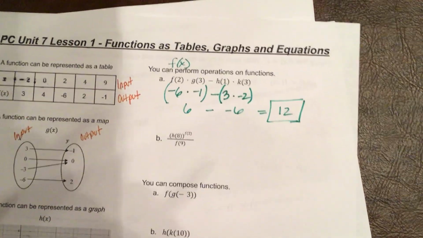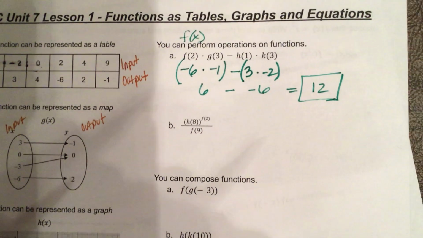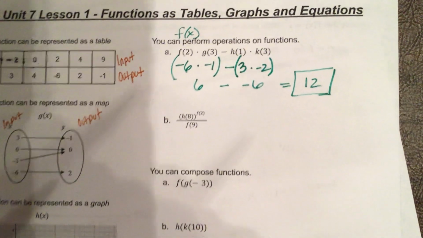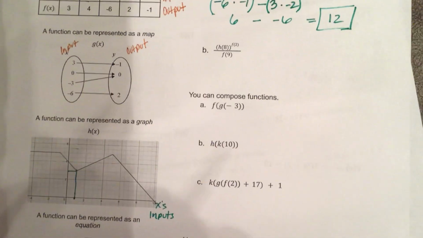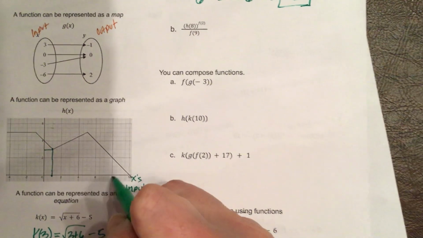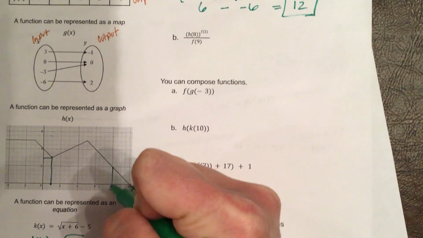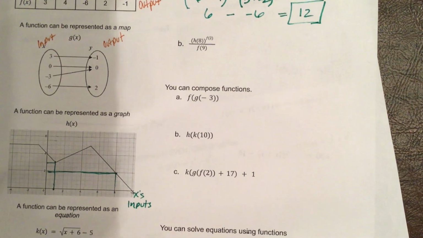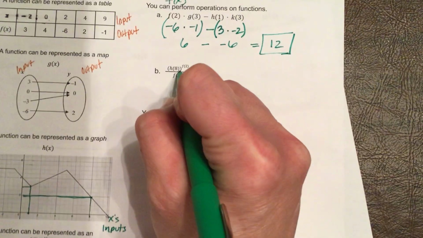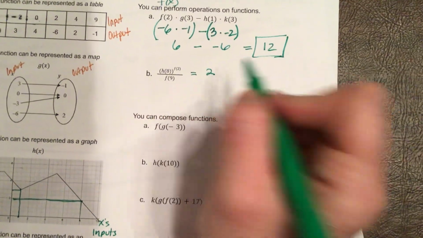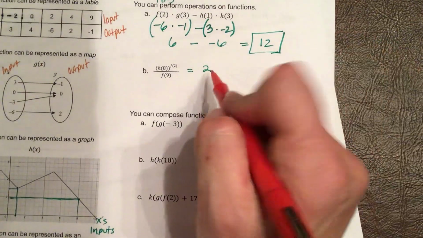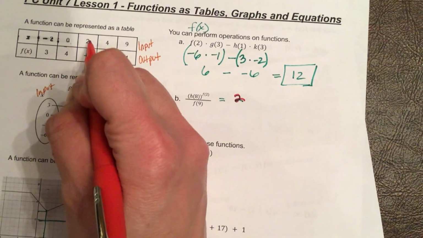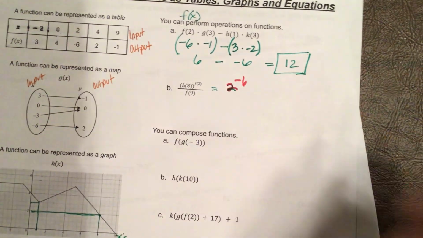All right, let's try a couple others. So the next one is h of 8 raised to the f of 2. Let's first use the h of 8. So h of 8 implies when I input 8, what is my output? If I look at my graph, when I input 8, it looks like my output is 2. So h of 8 is going to represent 2. And then f of 2, again, when my input is 2, my output is -6.